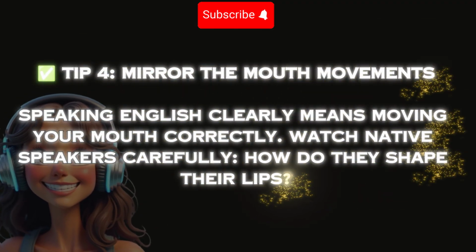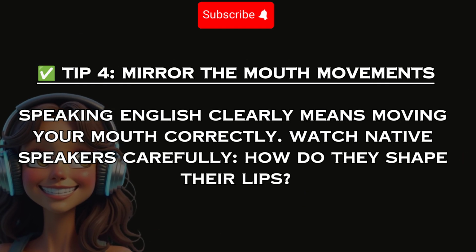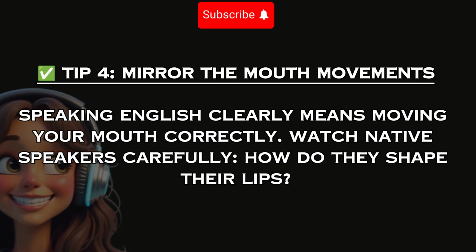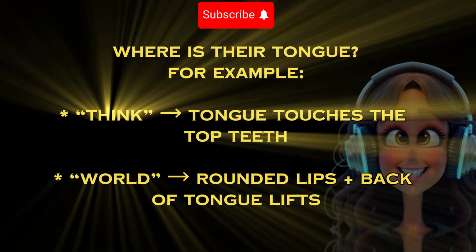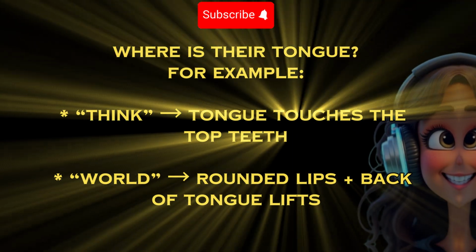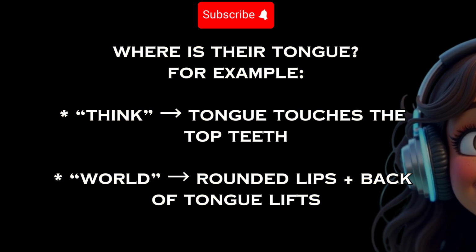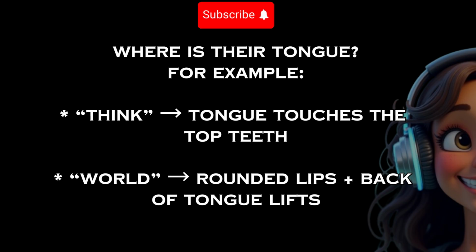Tip 4. Mirror the mouth movements. Speaking English clearly means moving your mouth correctly. Watch native speakers carefully. How do they shape their lips? Where is their tongue? For example, think, tongue touches the top teeth. World, rounded lips, plus back of tongue lifts.